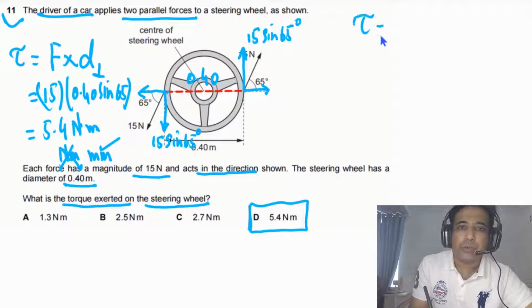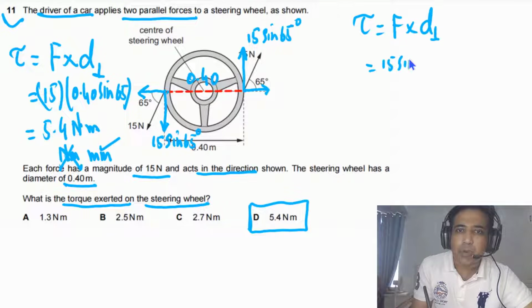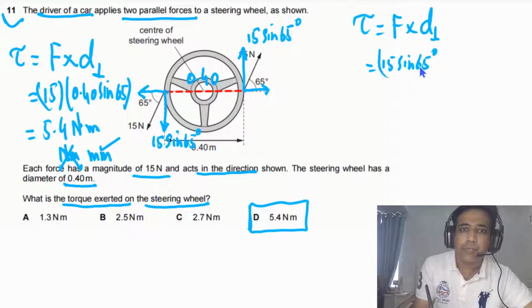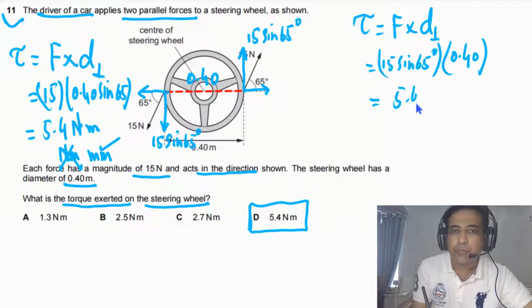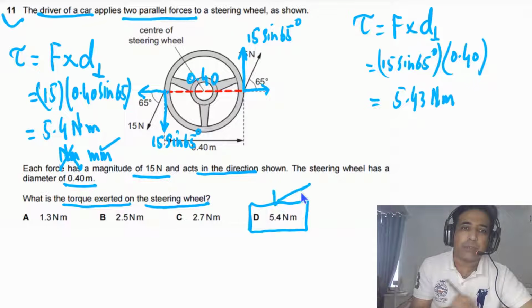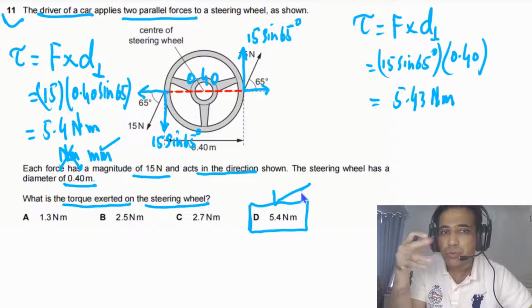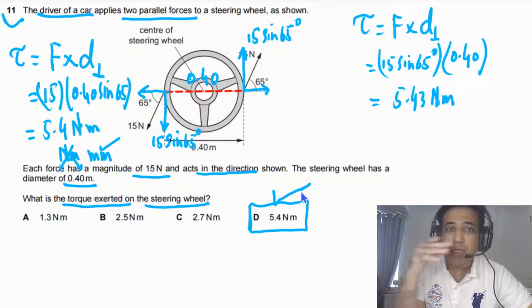So in this case, we have force times perpendicular distance. The force is 15 sine of 65 degrees multiplied by the perpendicular distance, that is 0.40. If we solve this one, you will get 5.43 newton meters. So the answer for this question is D. You have two different approaches you can use. Maybe one of them will sometimes be easier to use, and the other one a bit tricky. You can use any method, your result will be the same.